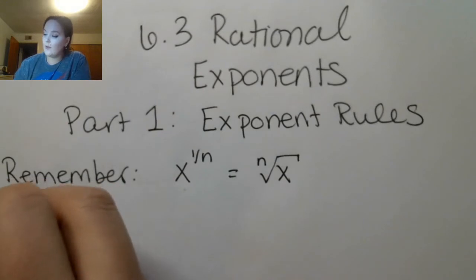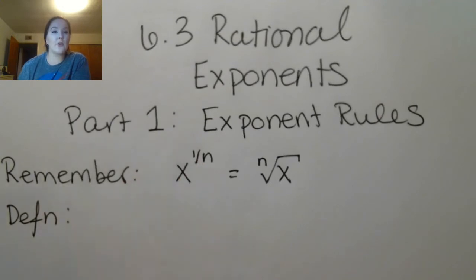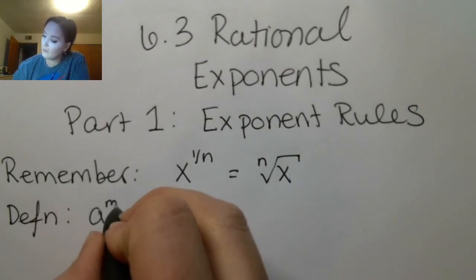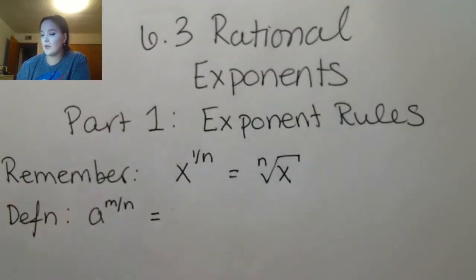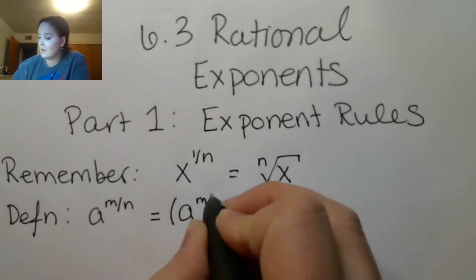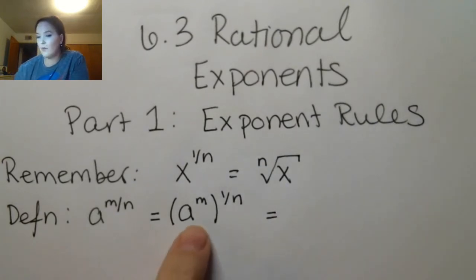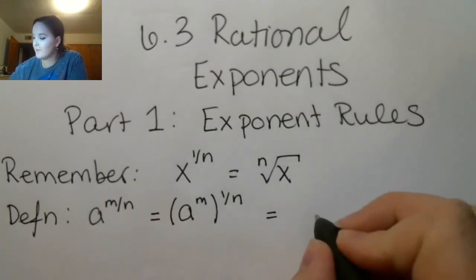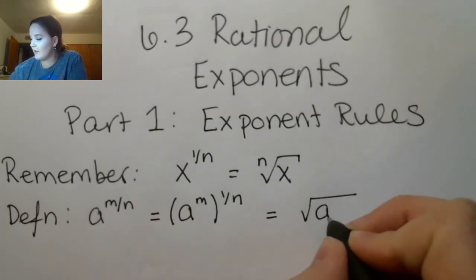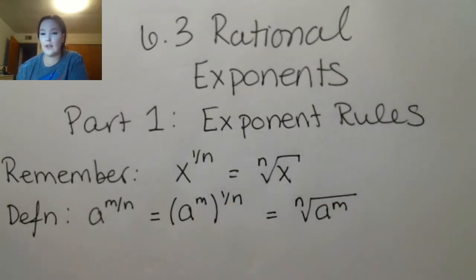Okay, so now we're going to talk about what about fractional exponents that don't have 1 in the numerator. So there's two ways that you can think about this. You could think about this as a to the m to the 1 over n. And this would be equal to, right, here's my base, so that turns into the radicand. And then my denominator turns into the index.